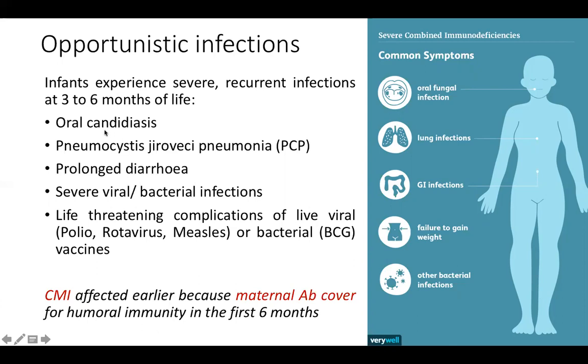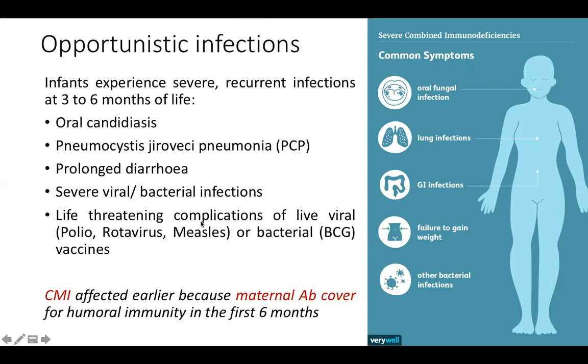Severe recurrent infections, like fungal infections, like protozoal infections, pneumocystis. Carinii is now also called jirovecii. So pneumocystis carinii pneumonia or PCP is now called pneumocystis jirovecii pneumonia. Prolonged diarrheal illnesses, severe bacterial, viral, all sort of infection basically.